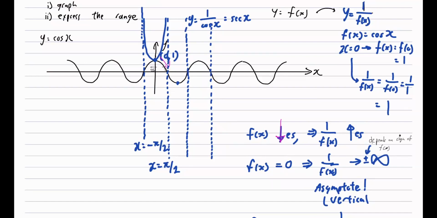So let's think about it for this part here. First thing is, this cosine x graph is negative, right? It's below the x-axis. Yeah. So the f(x) value is negative. What about 1 over f(x)? It will also be negative. So definitely you have to appear below the x-axis.